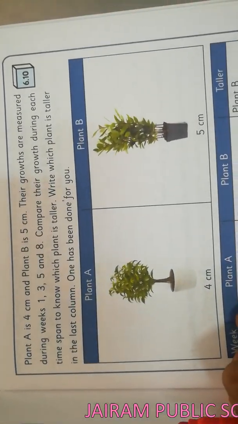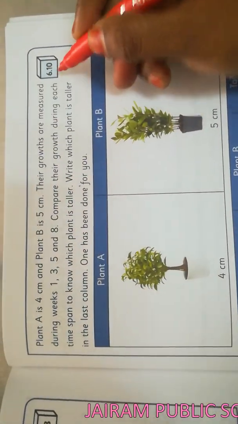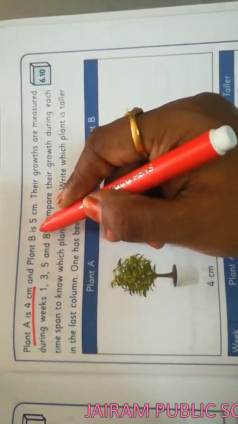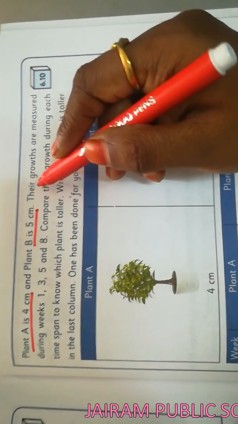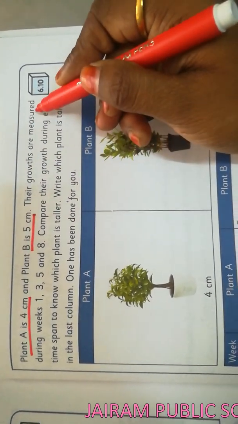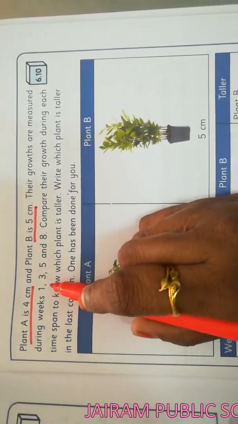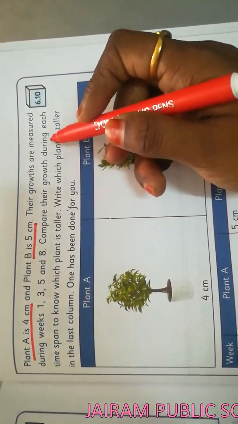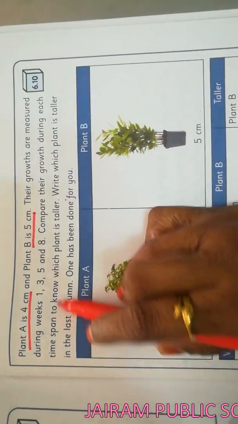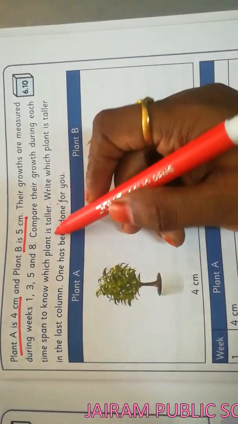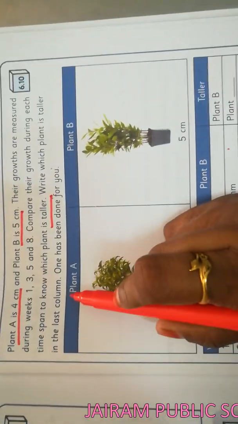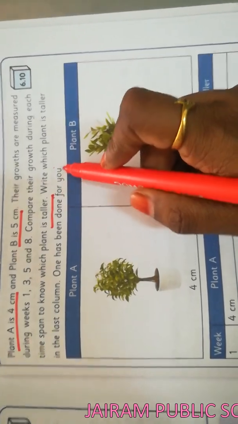Next, studio book page number 139, activity number 6.10. Plant A is 4 centimeter and plant B is 5 centimeter. Their growths are measured during weeks 1, 3, 5 and 8. Compare their growth during each time span to know which plant is taller. Write which plant is taller in the last column. One has been done for you.